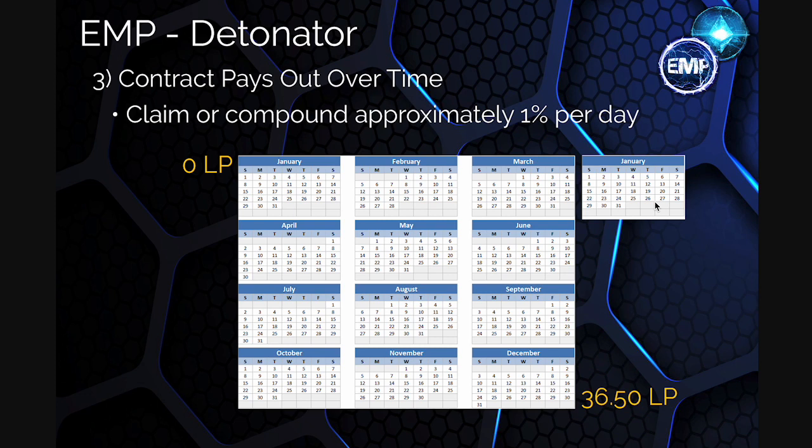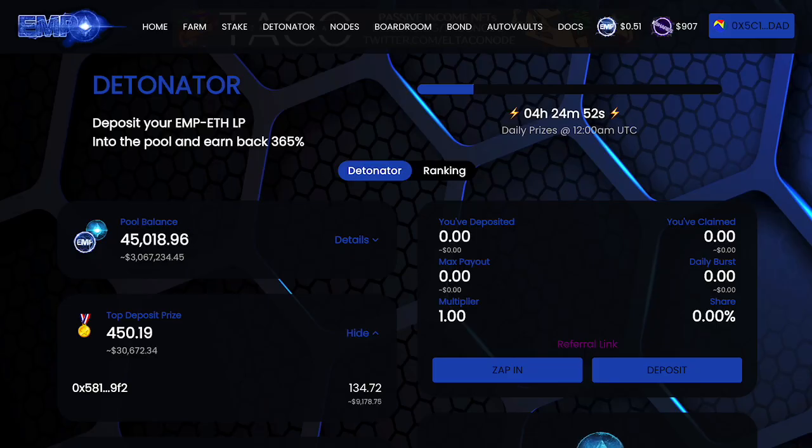You're still getting it no matter what. So that's an important concept to make sure that you understand. So let's go back now over to the interface and see how this plays out in the actual UI.